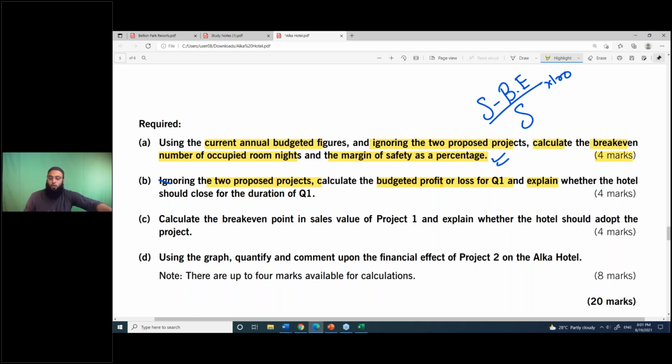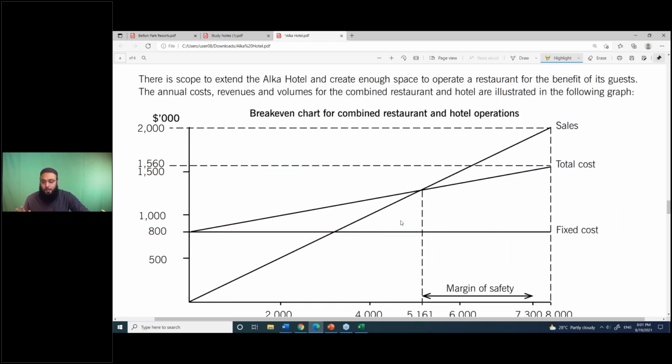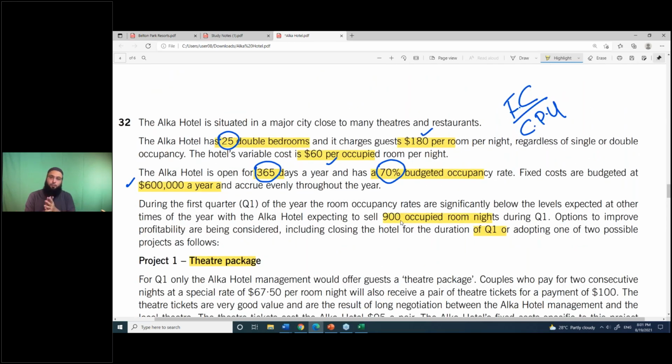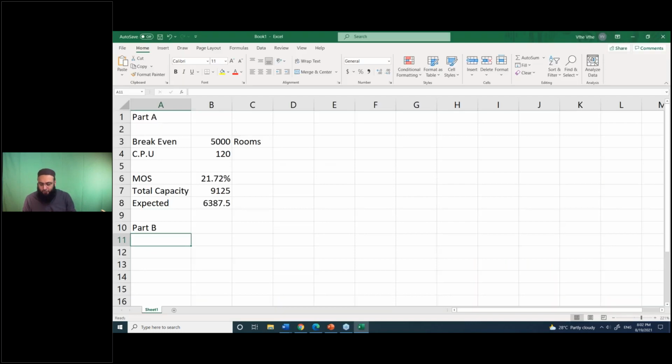Okay. So first of all, ignoring the two projects, I will first work out the budgeted profit. So how to work out a profit? Is it difficult? No, it's easy. Not a big deal, I would say. First of all, I will work out the contribution, which I can easily do here, just because I know the contribution from the above workings, that's 120. So I have this 120.